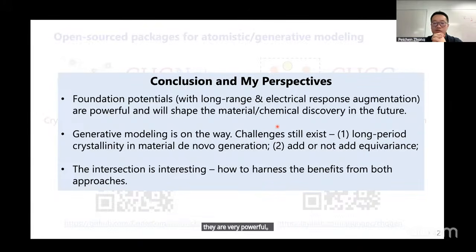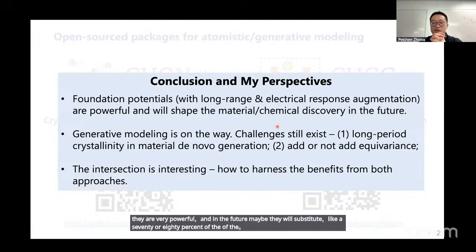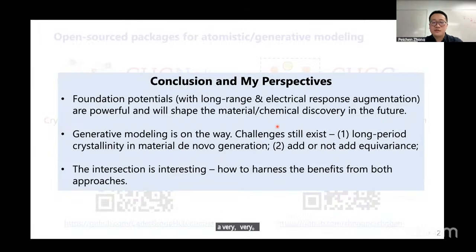And in the future, maybe they will substitute 70 or 80% of the DFT calculation, and people do not have to run very expensive first principle calculation. And the second thing is that generative modeling is on the way.